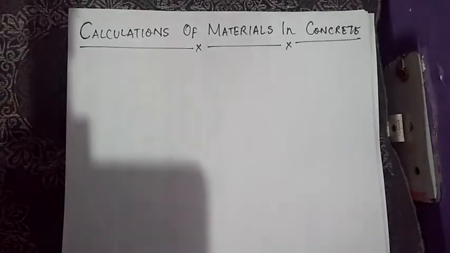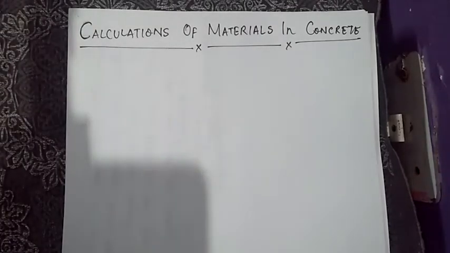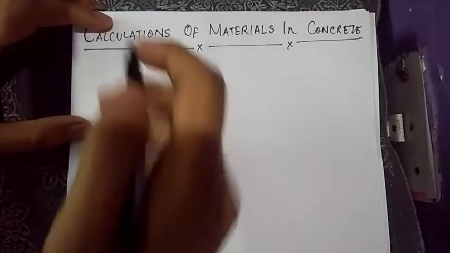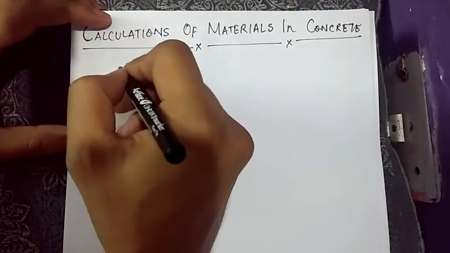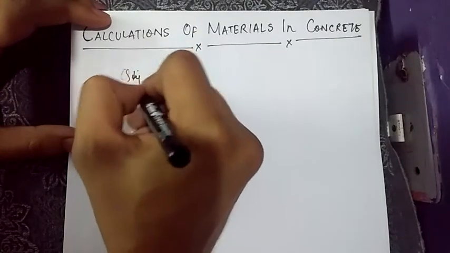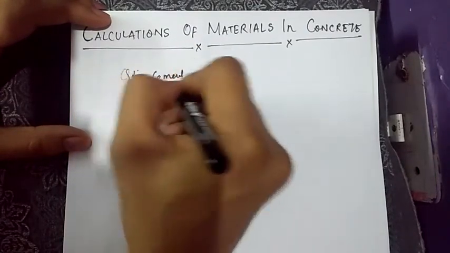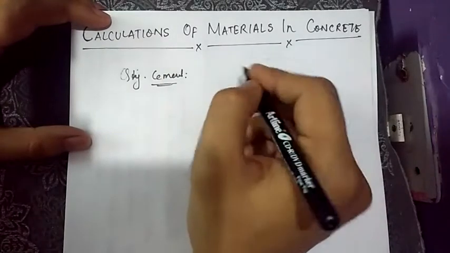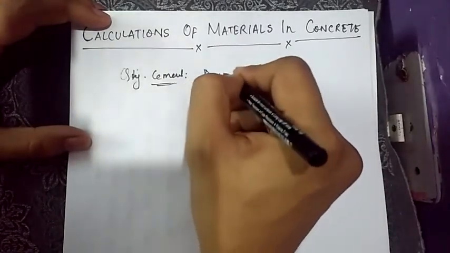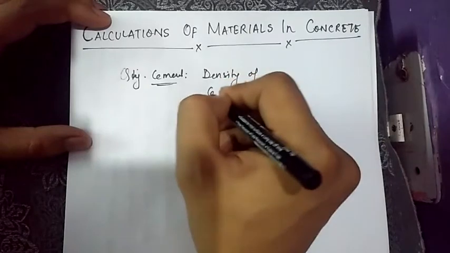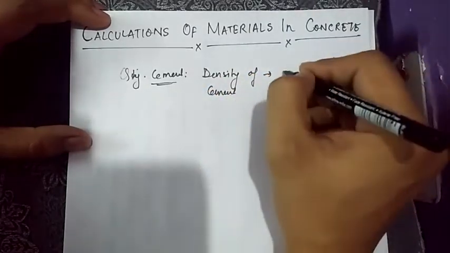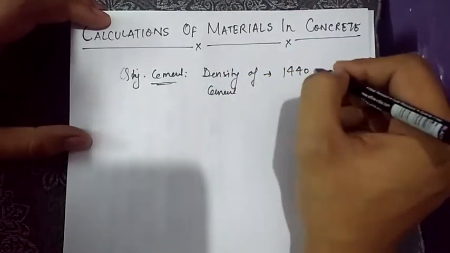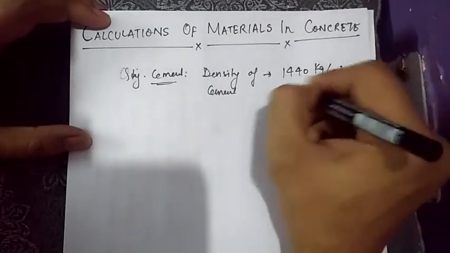Guys, for the calculation of materials in concrete, first of all we have to find the quantity of cement, because cement is the only chemical reagent in the concrete. So for the calculation of the quantity of cement, we should know the density of cement, and it is 1440 kg per meter cube.